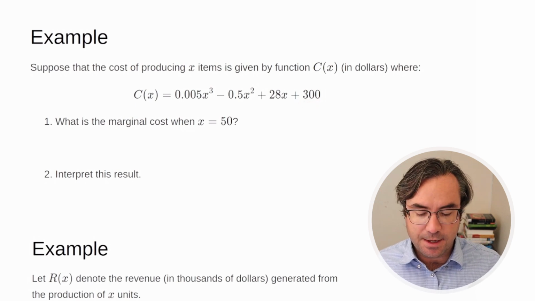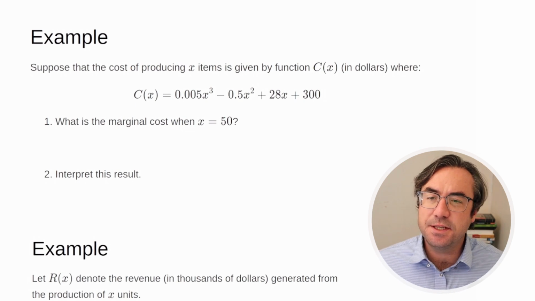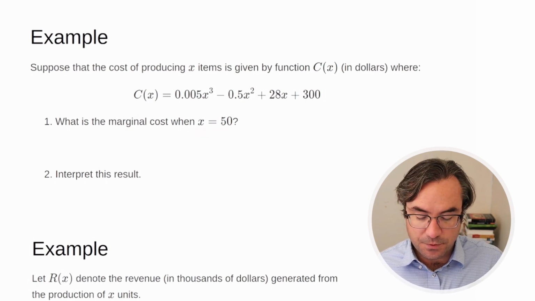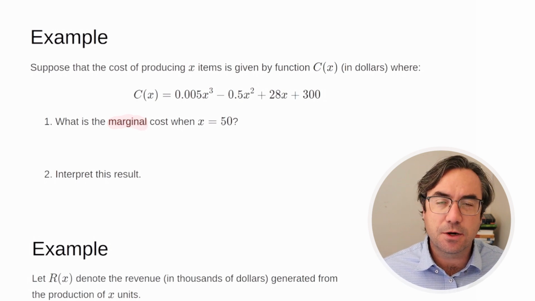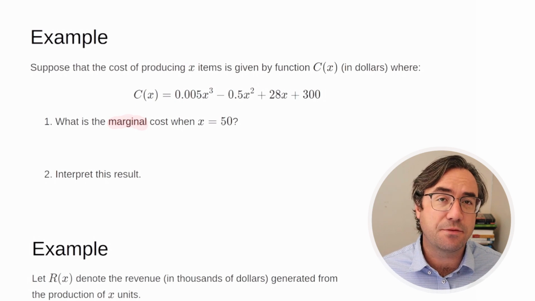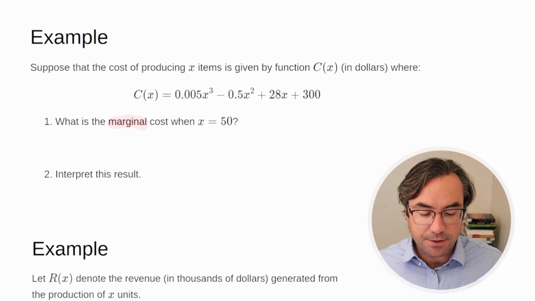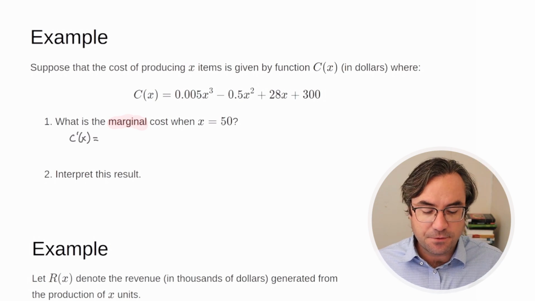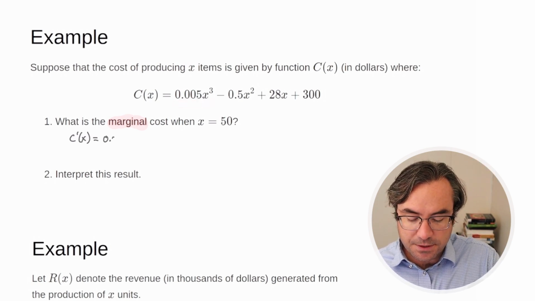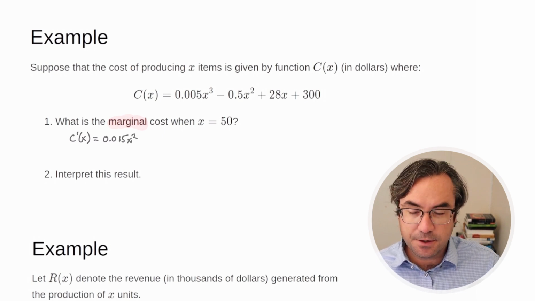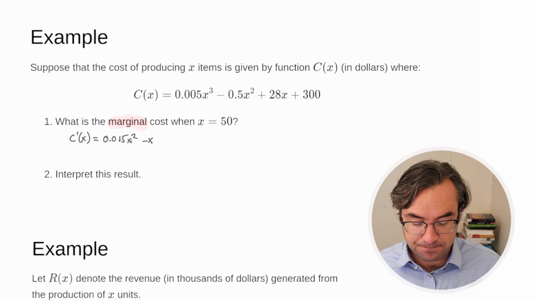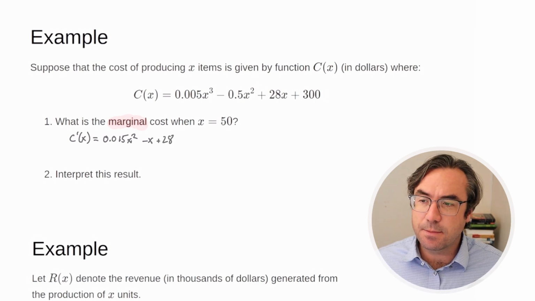Okay. And the first part of this is asking what is the marginal cost when X is equal to 50. So we see that keyword marginal. We want to think marginal means derivative in the case of profit, revenue, and cost here. So we want to calculate our first derivative. So let's calculate C prime of X. Differentiate the first term. We get 0.015 X squared. Differentiate the second term. We get negative X. And then plus 28. All right, so that's our marginal cost.